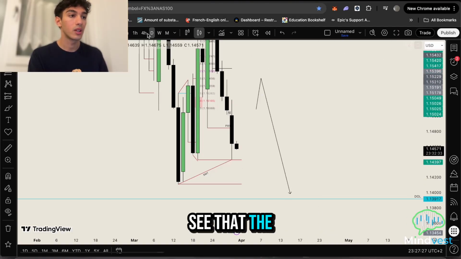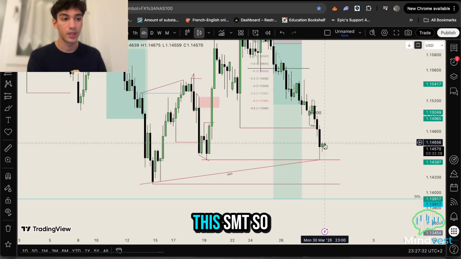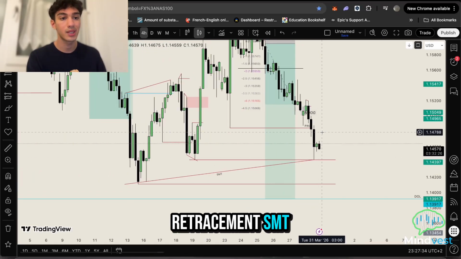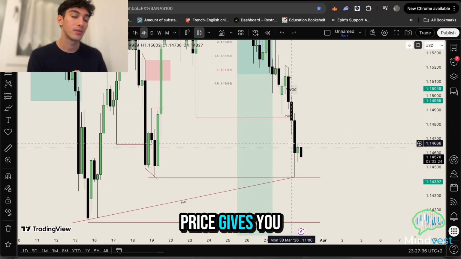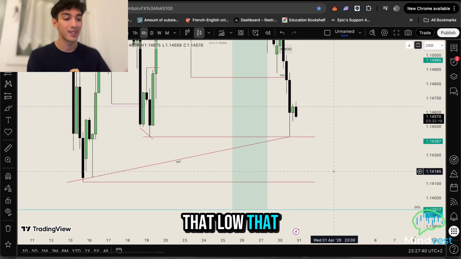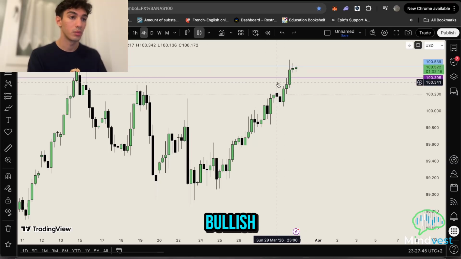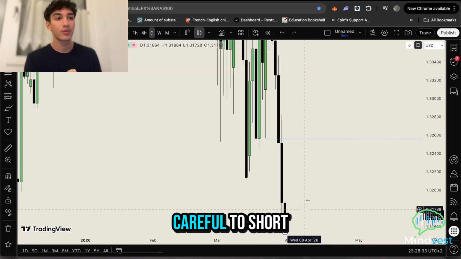You will also see that the lower time frame still does not support price to trade higher or reverse from this SMT. So this is a retracement SMT. And the moment price gives you a reaction off these value gaps, price will trade lower, break that SMT, and take out that low that DXY has left out, right? Still very bullish. So you still need to be careful to short now.